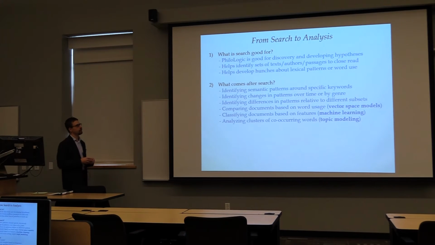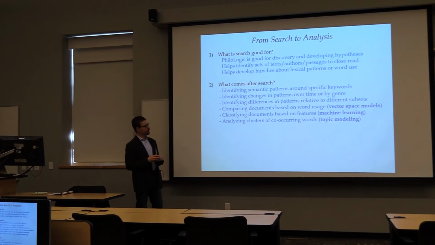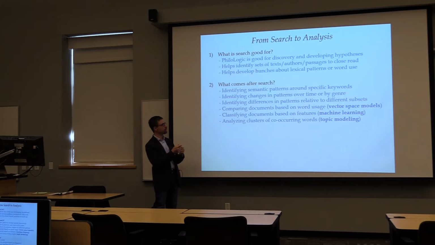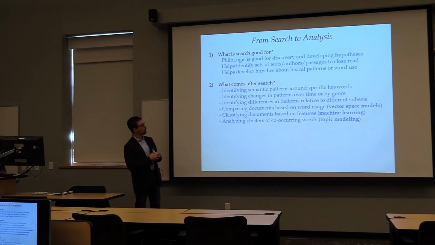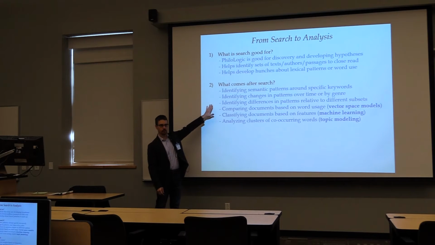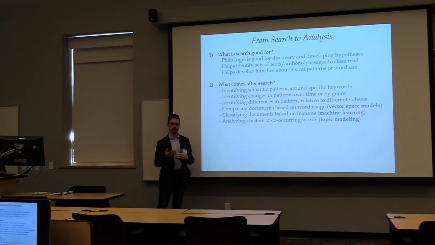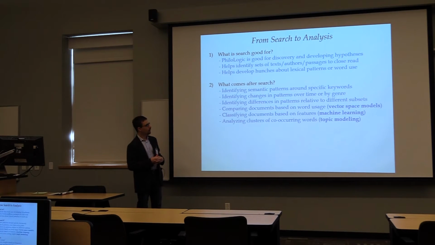So what comes after that? Just to speak in very general terms, as you move beyond the keyword search, things that become possible are identifying semantic patterns as they occur around particular keywords. The collocation feature of Aozora search is a step toward that: looking at what kinds of words appear together consistently. Then identifying those changes in more statistically rigorous ways over time or by genre, and identifying differences in patterns relative to different subsets of your collection, whether it be author, genre, or time period.